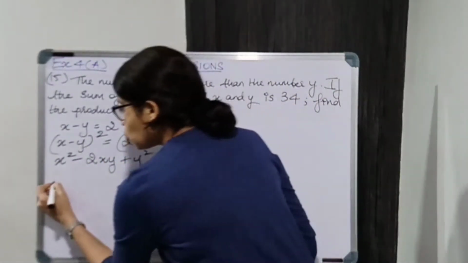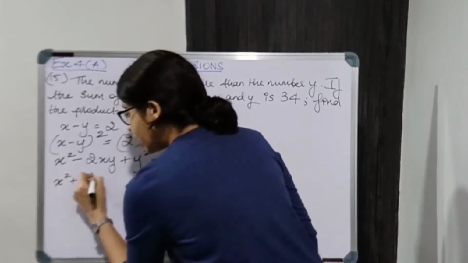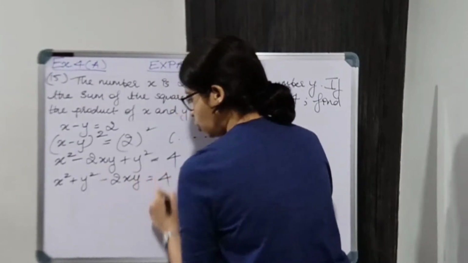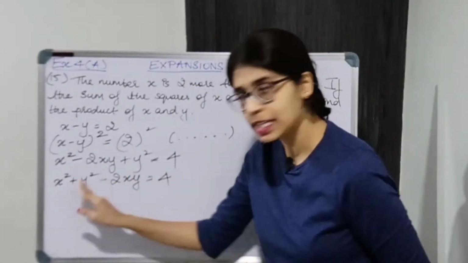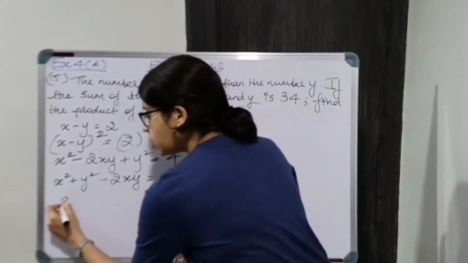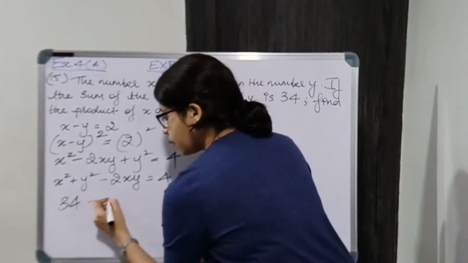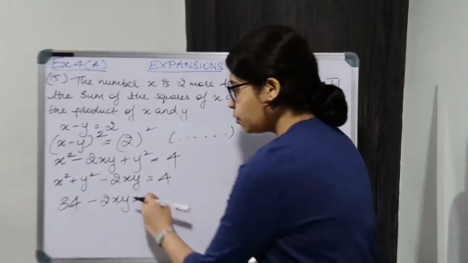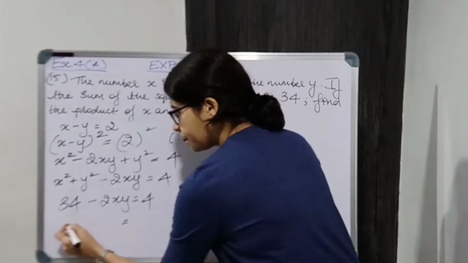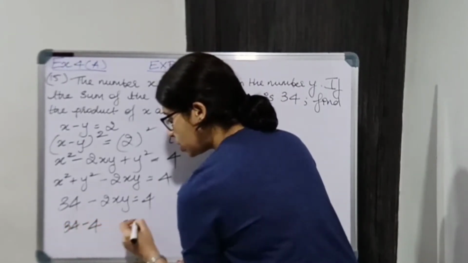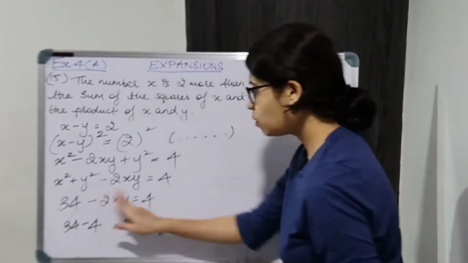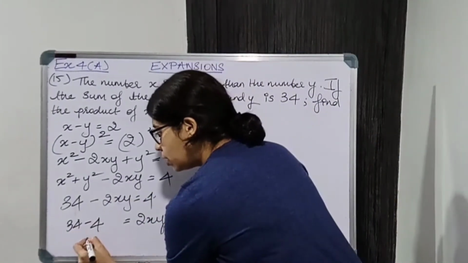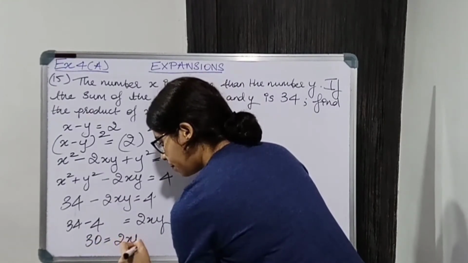Alright, so before that we'll group x square and y square and shift 2xy. Keep it aside and group x square and y square. This is 34 minus 2xy is equal to 4. Okay, we'll shift 4 and we'll shift 2xy. So 34 minus 4 is equal to plus 2xy. This will become positive, this will become negative. Now 30 is equal to 2xy.